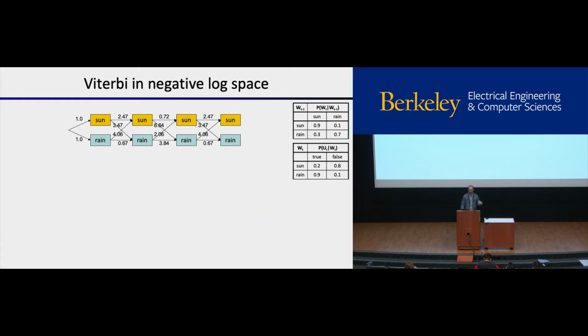And here's what I was talking about before. If you take the negative logarithm of all these numbers, now they're all positive numbers, and it's the same as just trying to find the shortest path.